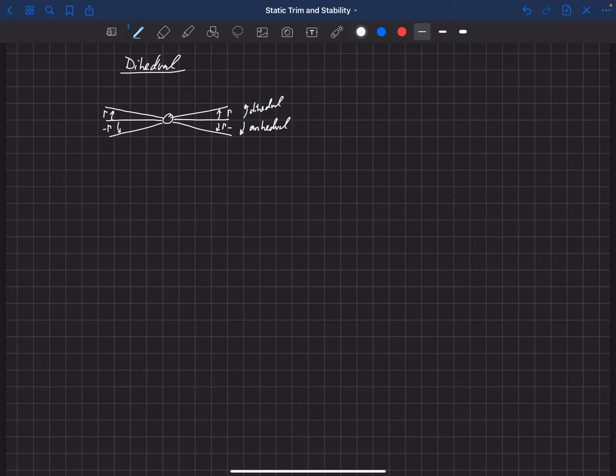Okay, so let's talk about why dihedral works as an excellent contributor to roll stability. And to do that, I'm going to attempt to draw this aircraft at a bank angle. So this is our horizontal here, and we're at some bank angle phi. But now we're going to give those wings some dihedral. So the blue here is the actual wings, and they are at some positive dihedral gamma. Okay, so let's talk about what happens as this aircraft begins to side slip.